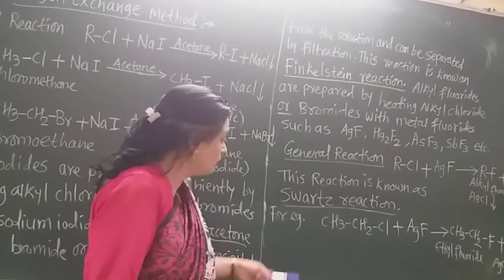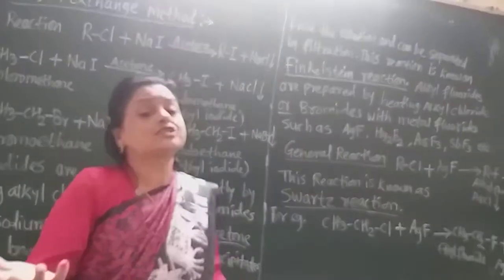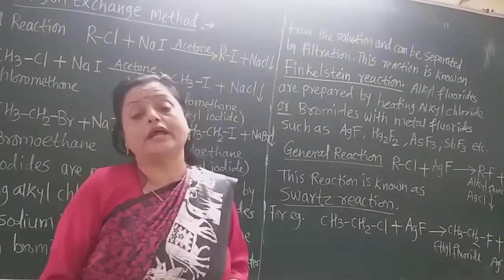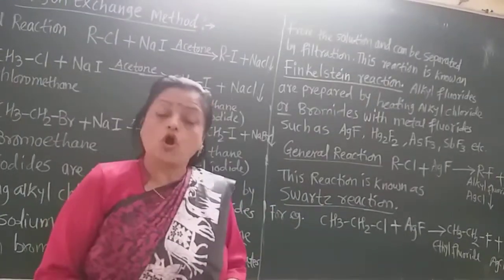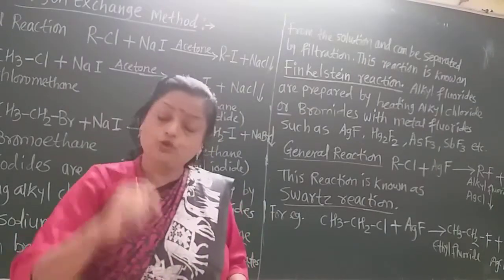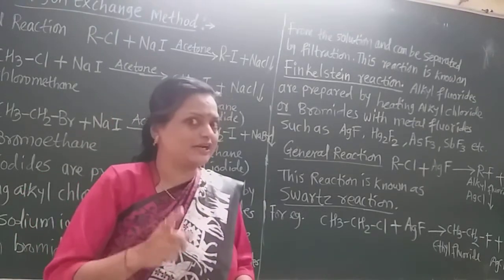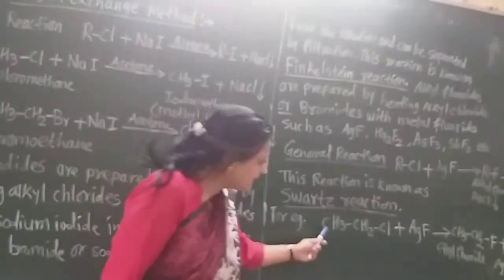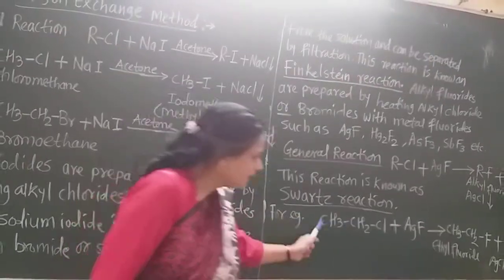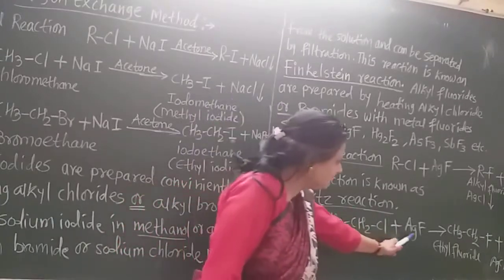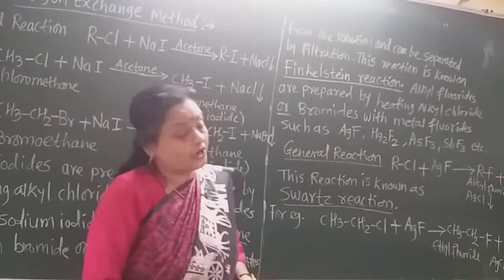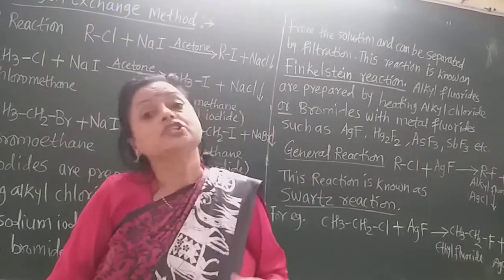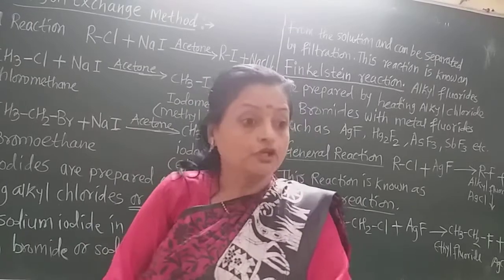Very important short note. For example, sometimes they may ask you for 2 marks what is the action of silver fluoride or antimony fluoride on ethyl bromide. Then you must understand that as the metal fluorides are there, this is the Swarts reaction, and in that alkyl fluorides are prepared. So here I take the particular example of ethyl chloride. When it reacts with silver fluoride, there is formation of ethyl fluoride and silver chloride as a precipitate. Now this is about the third halogen exchange method, students.